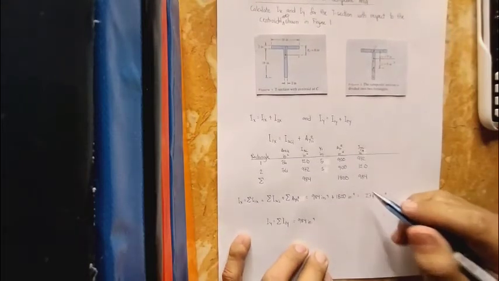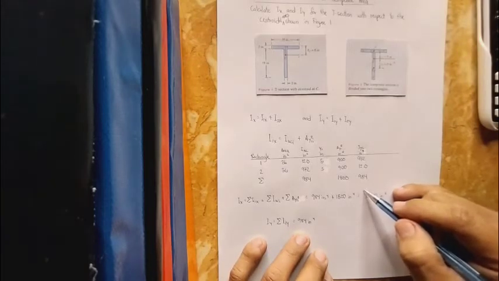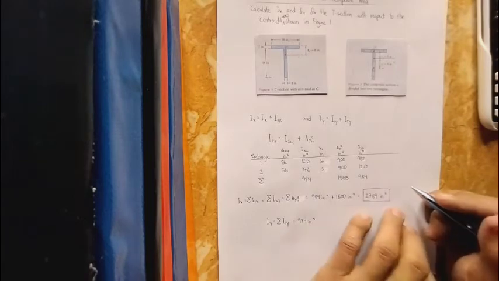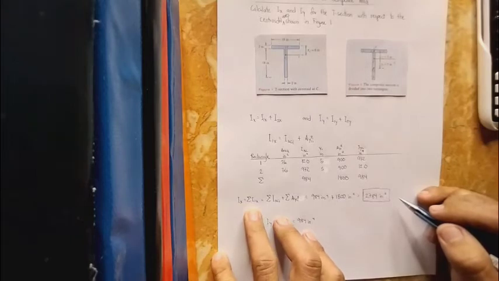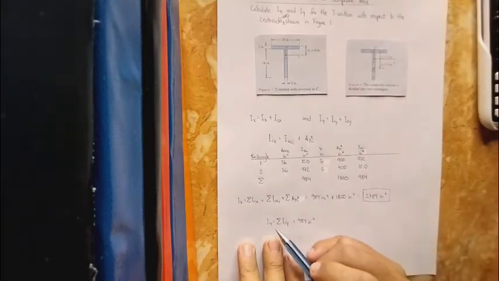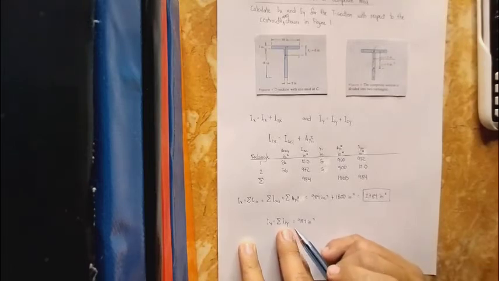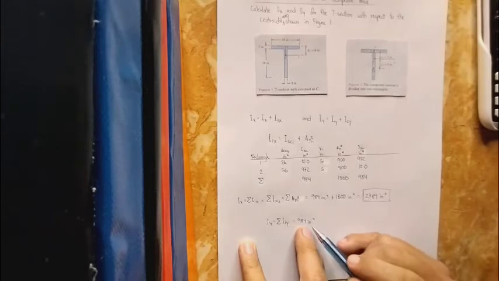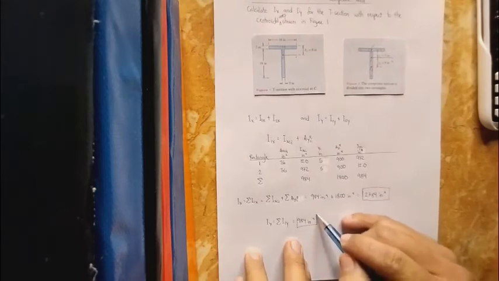Ito yung total value ng moment of inertia at the x-axis. Ang moment of inertia of y-axis is equal to the summation of moment of inertia of the y-axis, which is equal to 984 inch raised to 4. Ito yung answer.